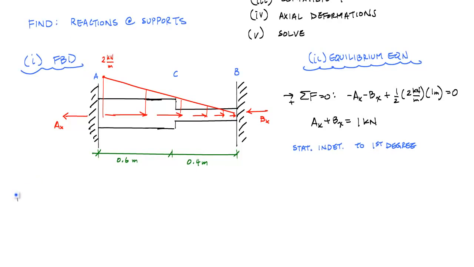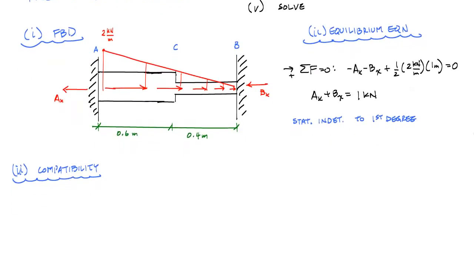So step 3, I'll call this a compatibility step. And right away, the first thing you should notice is that with these fixed supports, no matter how much point C moves to the right, the relative displacement between B and A is equal to 0. Delta BA is equal to 0. And as a sum of parts, I could say that the deformation of C with respect to A plus the deformation of C with respect to B also must equal 0.